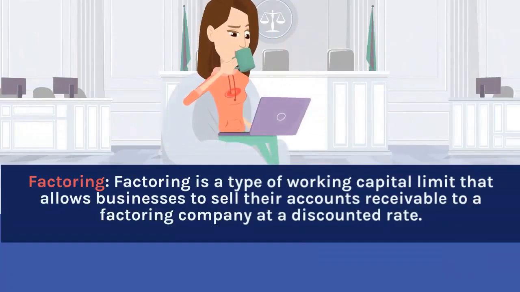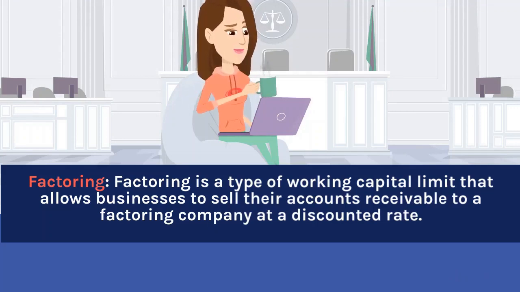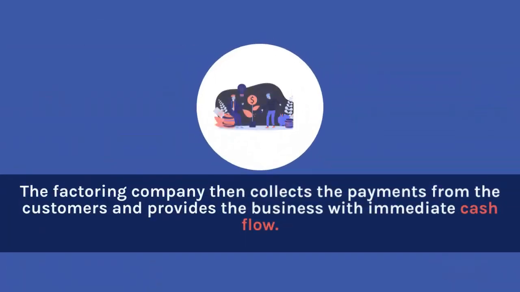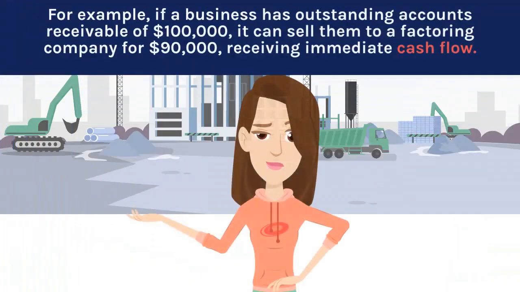Factoring. Factoring is a type of working capital limit that allows businesses to sell their accounts receivable to a factoring company at a discounted rate. The factoring company then collects the payments from the customers and provides the business with immediate cash flow. For example, if a business has outstanding accounts receivable of $100,000, it can sell them to a factoring company for $90,000, receiving immediate cash flow.